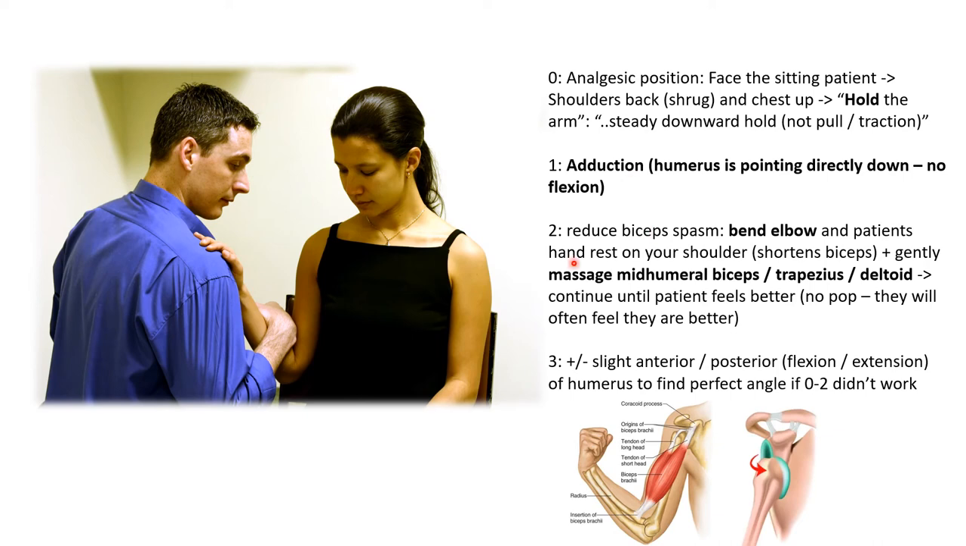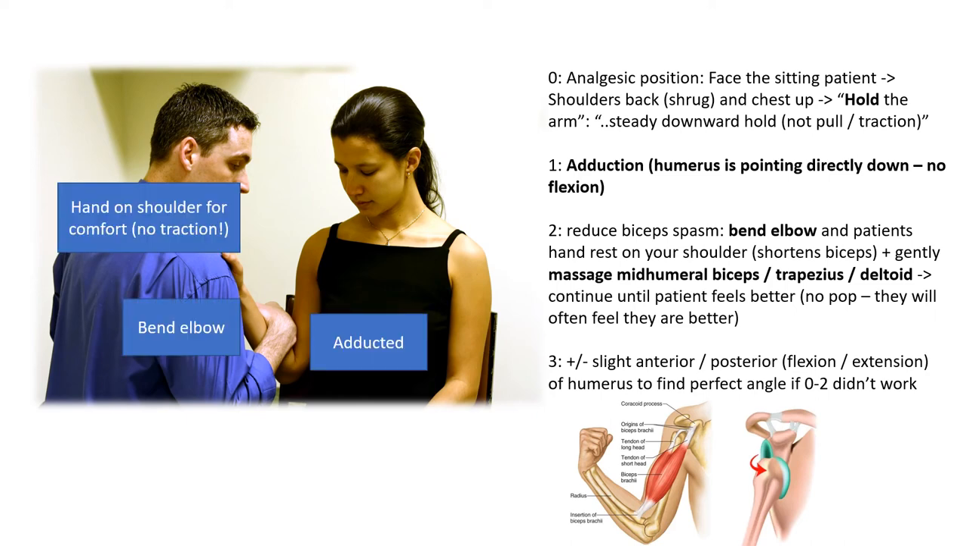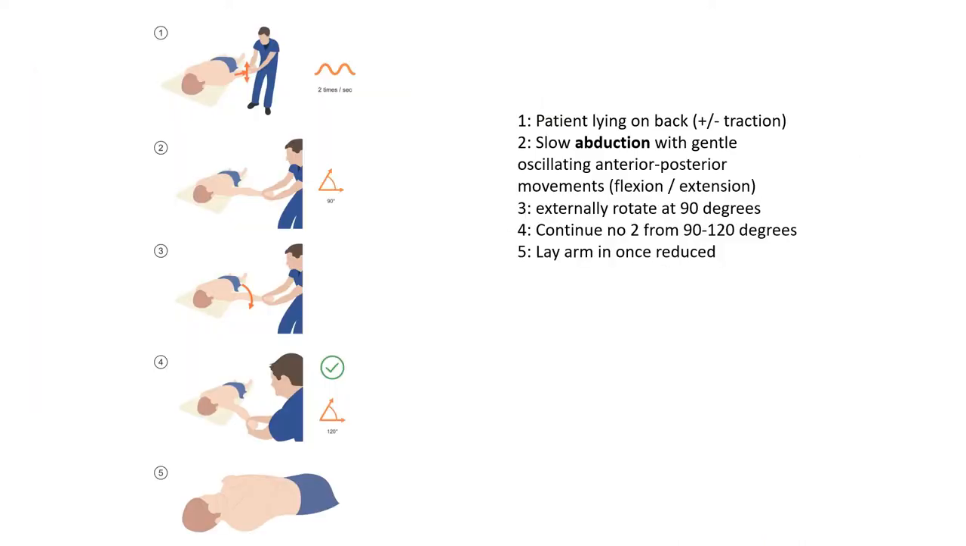If that part doesn't work, you might do a slight anterior posterior flexion, like going forward and backwards, just a little bit in the shoulder joint. So going a bit up here and up and down, to find the perfect angle. Yes. All right. So this is the zero degrees method.